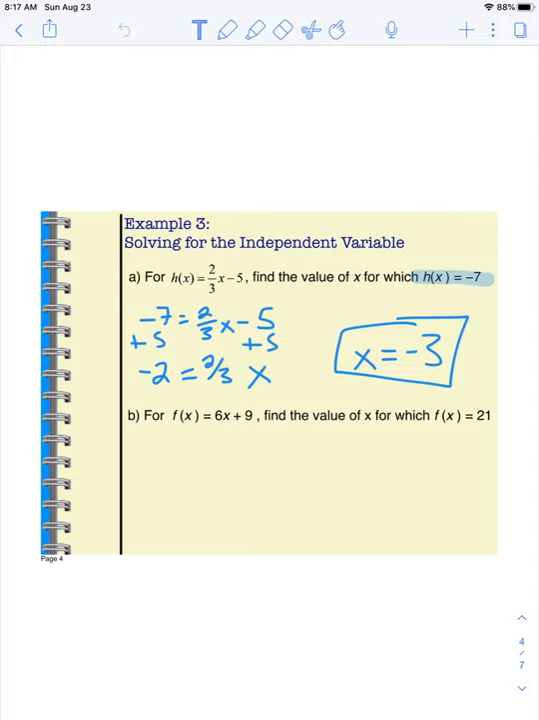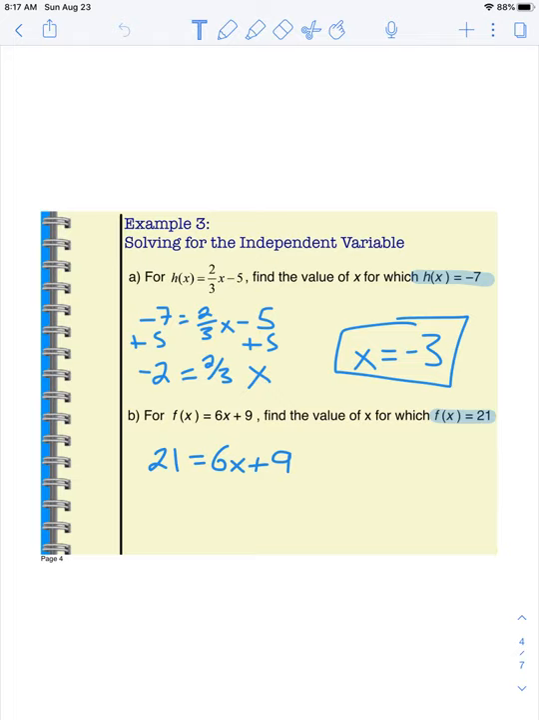So part B, I have f of x equals 6x plus 9. I want to find the value of x when f of x equals 21. So we're going to replace f of x with 21. So I'm going to write 21 equals 6x plus 9. Now we're going to solve for x. Think back to everything we learned in chapter 1. How do we solve for a variable? We want to get the variable by itself. We're going to use GEMDAS backwards.